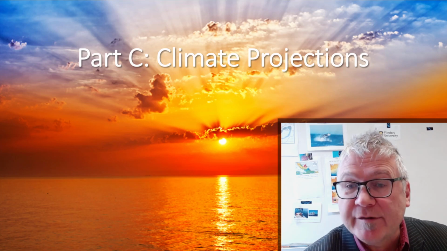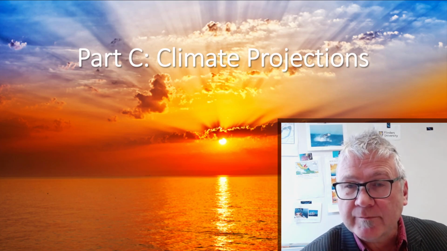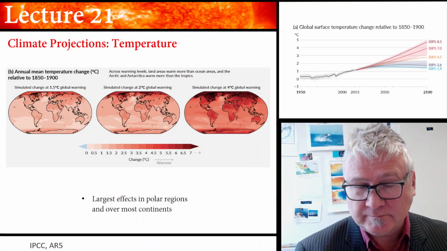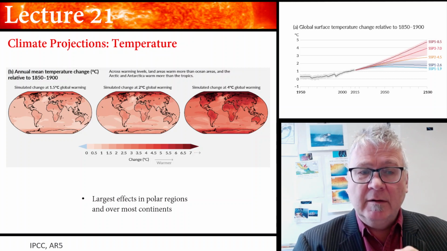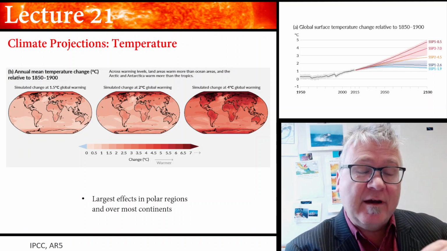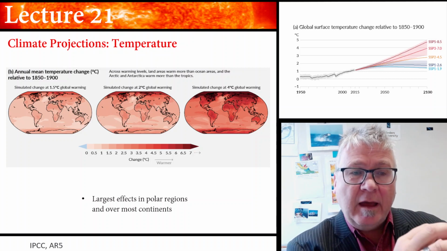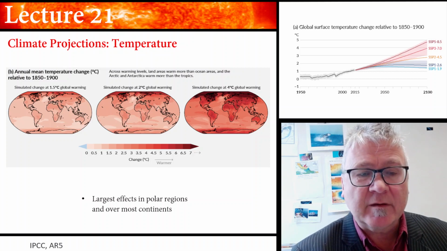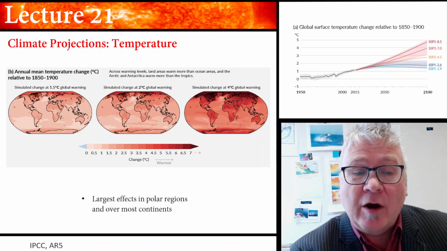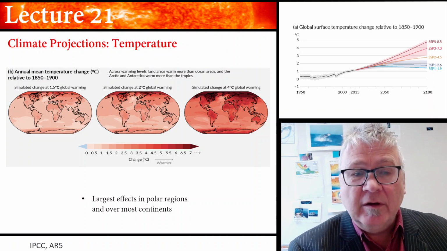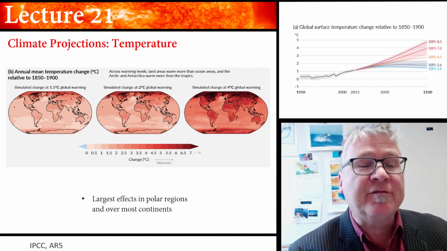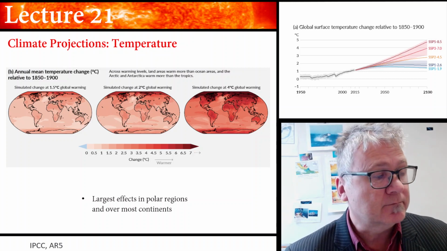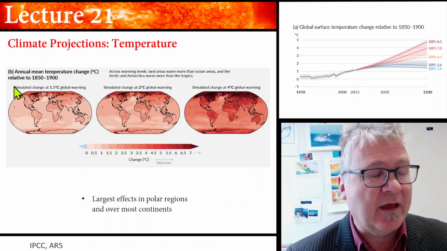So here are the climate projections. Temperature. Okay. On the left side are distributions of the mean surface temperature, and how they are distributed if you have, on the very left side, 1.5 degrees Celsius global warming. Okay? So have a look at that distribution.